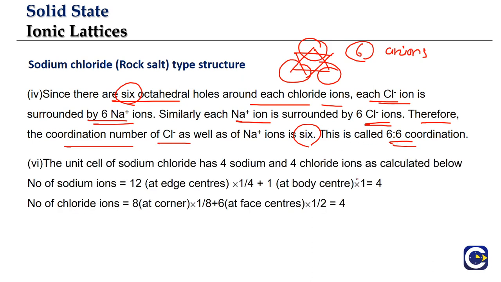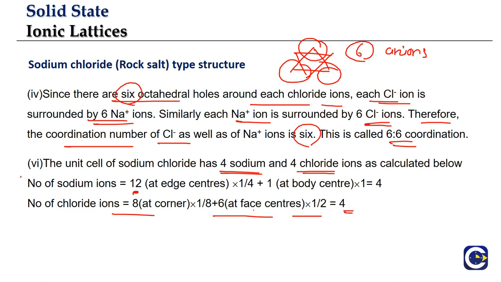Now the count of ions, as we have just discussed, if you look at the overall count, we will be having 4 sodium ions and 4 chloride ions per unit cell. So how do we calculate it? The chloride ions will be as per the FCC calculation: 8 will be sitting at the corner, 8 into 1 by 8, and 6 will be sitting at the face centers, so 6 into half. Totally it becomes what? 4.